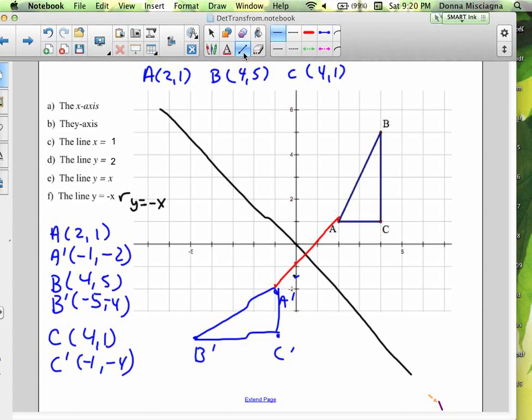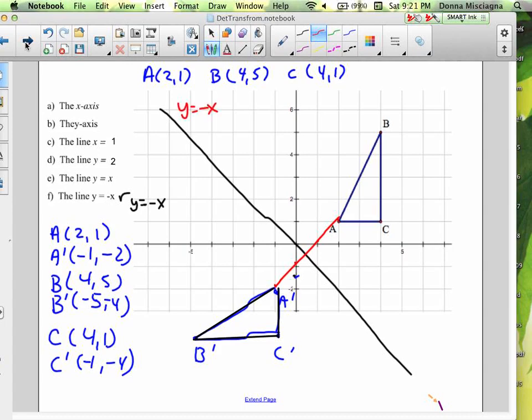I guess if I used a line tool, maybe we could make a better triangle. We'll do that because right now it looks like a flag waving in the distance. There we go. All right, now we have our triangle and we've reflected over the line y equals -x.